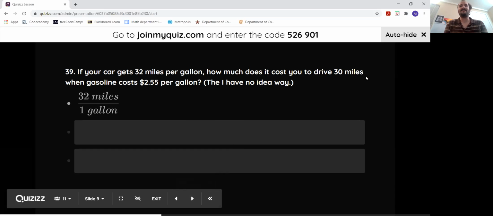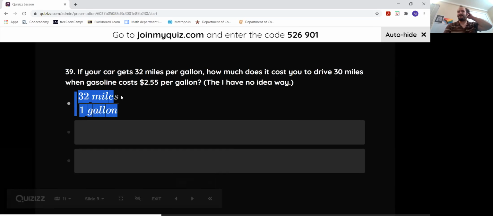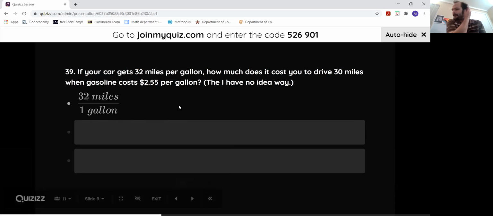The next thing I know, I have 30 miles. And so if I'm looking here, if there's 32 miles on top and there are gallons on bottom, if miles are on top and gallons are on bottom, where am I going to have to multiply by miles to get rid of these miles? Am I going to put the miles on top or bottom?